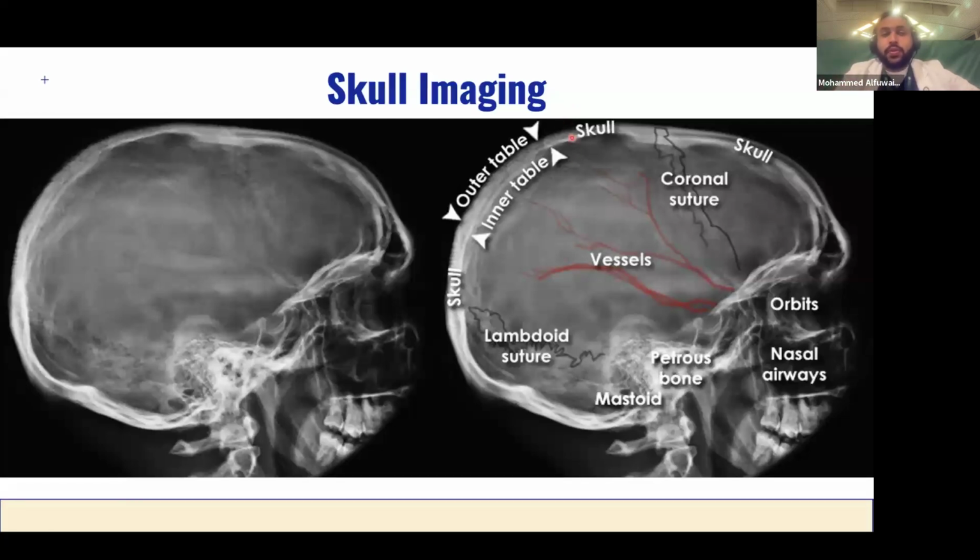Why is this important? If you have an abnormal or premature closure of one of these sutures, the skull will deform. It will grow in one direction, but not in the other direction. And we'll get to these examples later on, inshallah.